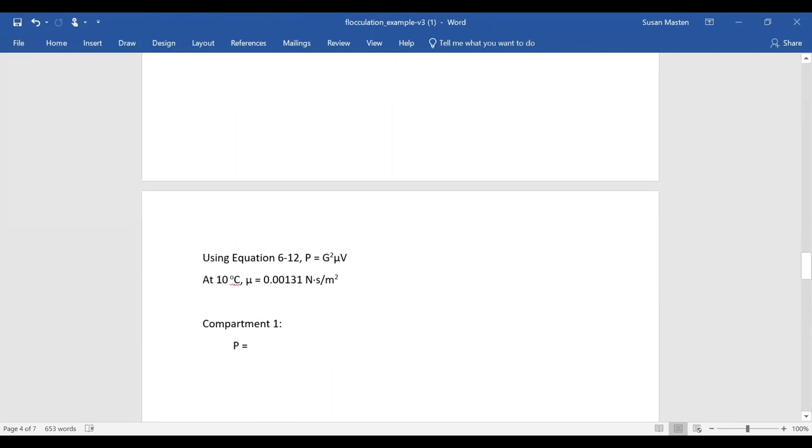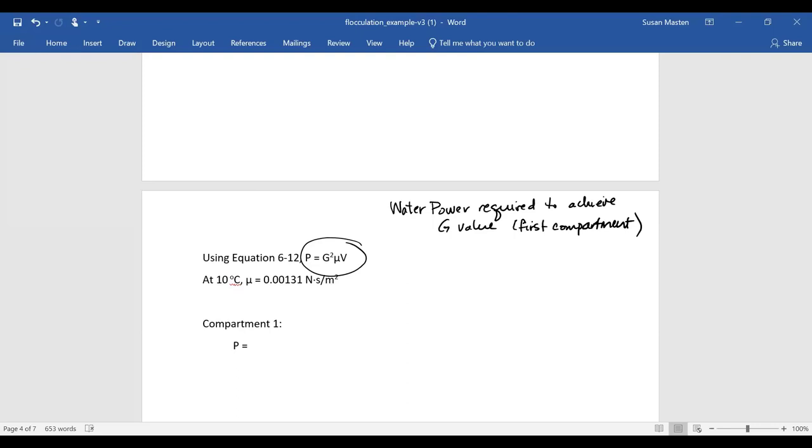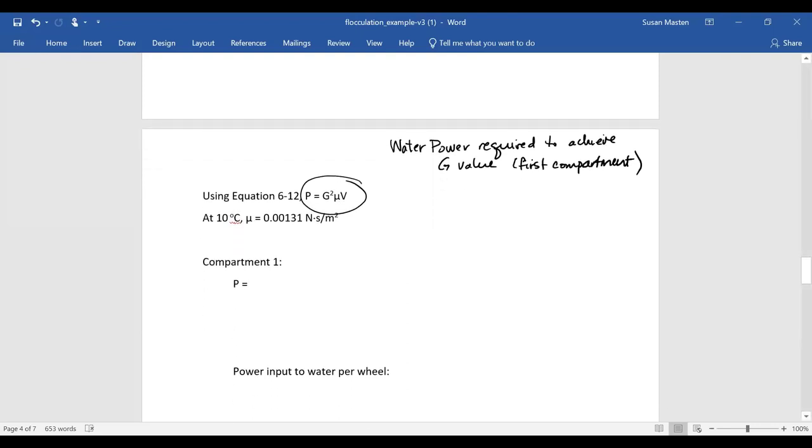Now, if you recall, we used the same equation for rapid mix. What we're looking at is determining the water power required to achieve a G value. And we're just going to look at the first compartment. In reality, you need to look at all three. At 10 degrees, the viscosity is 0.00131 newton seconds per meter squared.